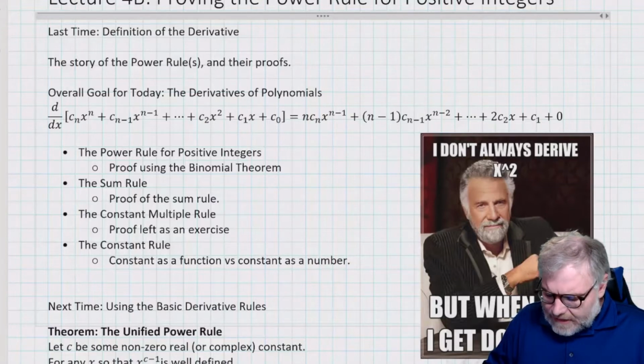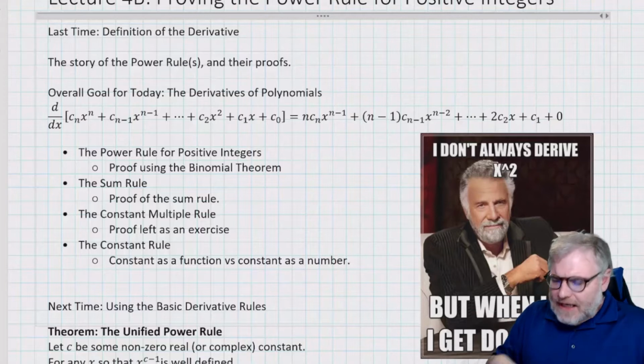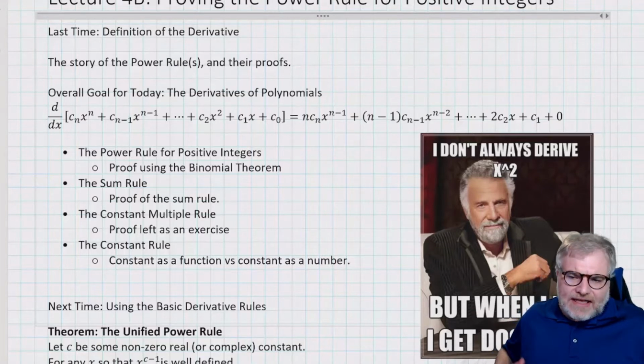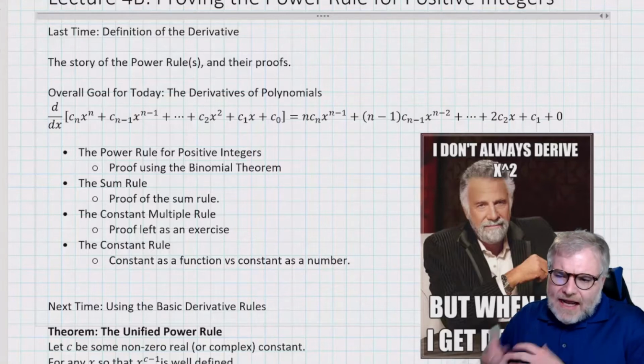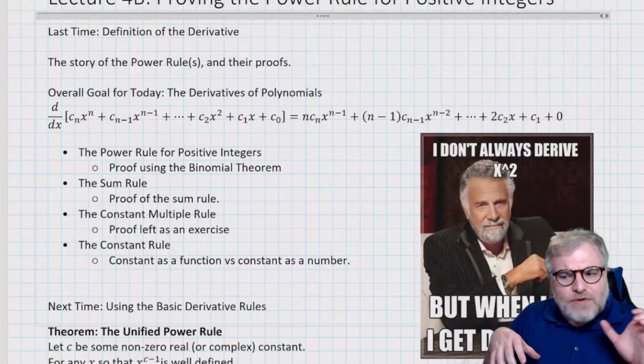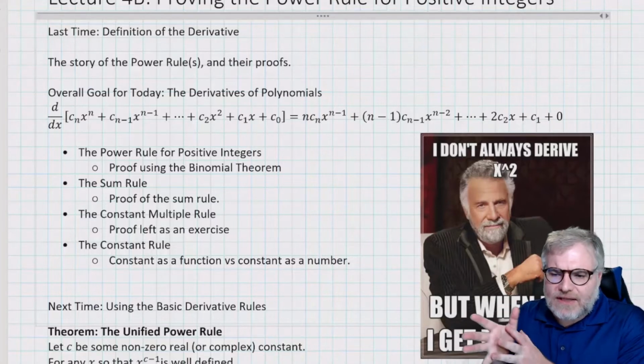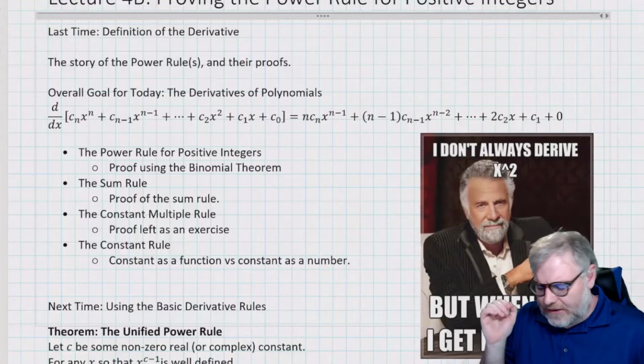Again, we're going to prove that. So what are the pieces we need? We need the power rule. We need a sum rule, because we need to break up this whole sum. We need a constant multiple rule, and then we're going to have to deal with this constant at the end, c naught. So we're going to need a little bit of a constant rule. And we'll talk a little bit about constants as a function versus constants as a number. So today is mostly about proofs. Next time, 5A is going to be about using them in more practical scenarios.